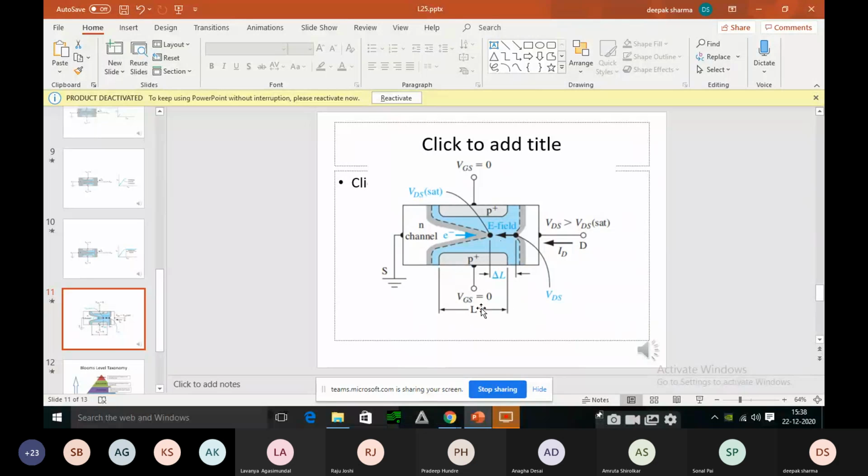This total length L is the length of the channel, and from that length, some space is being wasted for the space charge region. Ideally, the space charge region should be less and less, because if it is increasing, then current will be obstructed. So this is, as I said, a very sure question for 10 marks. We'll go with the next one.